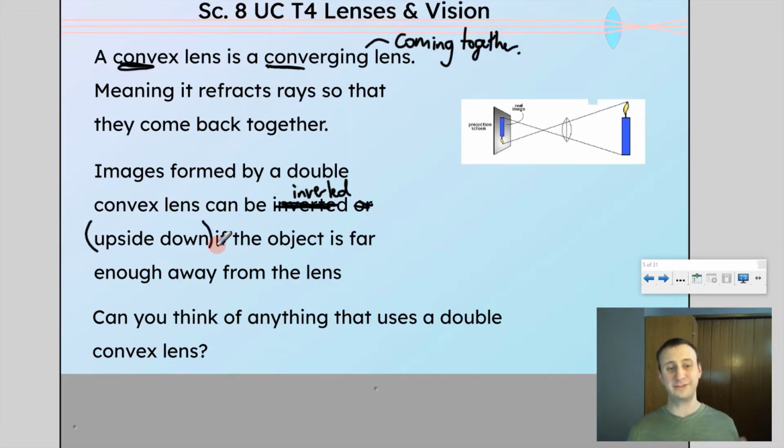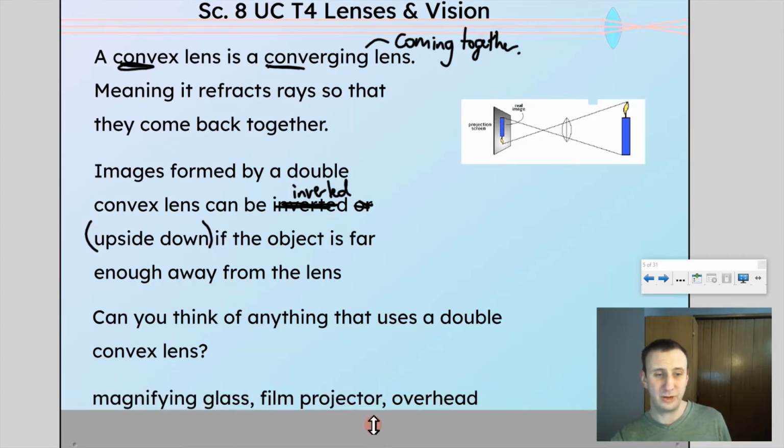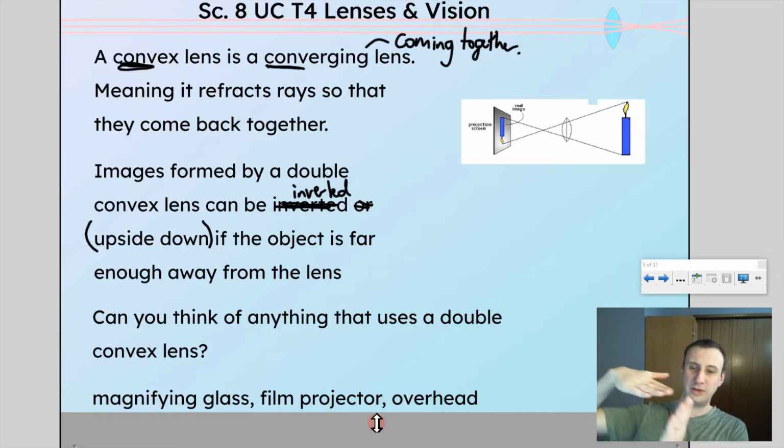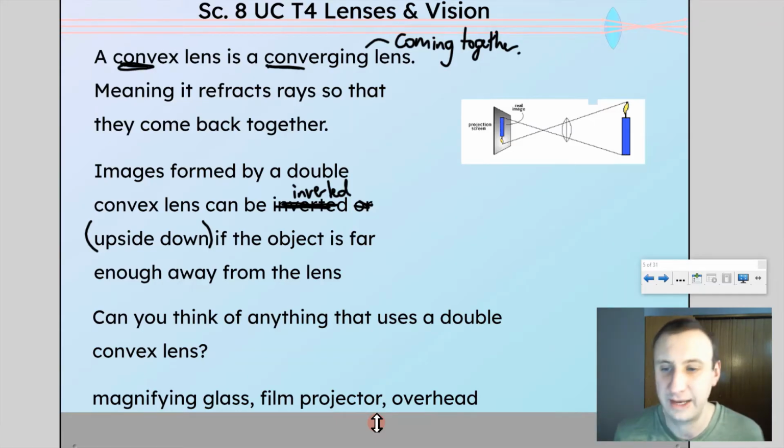Can you think of any objects that actually use a double convex lens for technology? So where have you seen double convex lenses before? Well, I showed you one example already, and that's a magnifying glass. A magnifying glass is a double convex lens, as well as a film projector or an overhead projector, and that's because they're trying to enlarge the image. So if I have a converging ray, they go past and then they get larger and larger after they actually converge, and it's going to cause a nice large image on the other side.